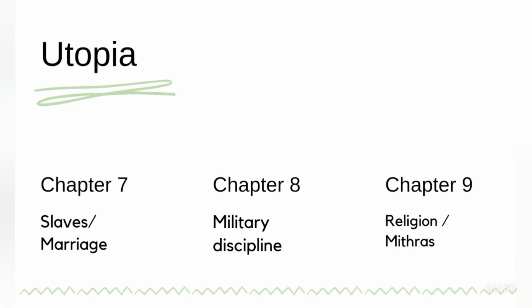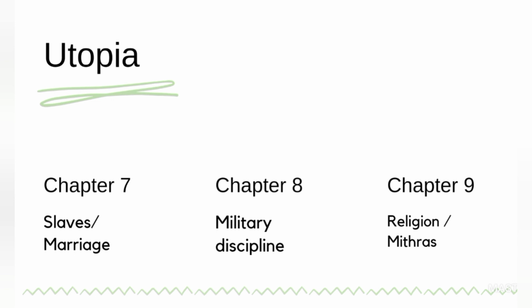Next, in chapter 7 of this book, Raphael says that Utopian people are enslaved for committing crimes like murder, and only slaves who rebel are put to death. Then Raphael talks about their system of marriage, that premarital sex is punished, and before marrying, both the bride and groom are presented to one another naked, and no man may divorce his wife without her consent. Then chapter 8 deals with their military discipline, that both men and women take part in daily military exercise.